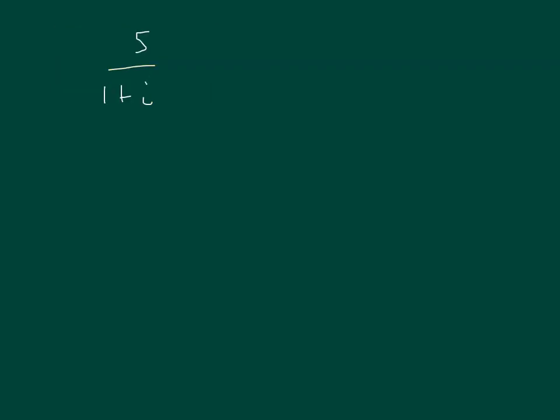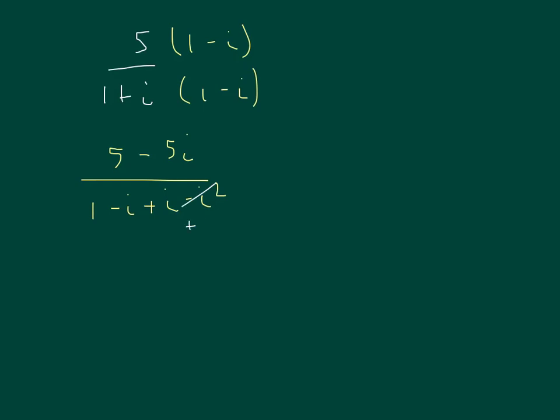5 over 1 plus i, so we're going to multiply by 1 minus i on both top and bottom. Okay, on the bottom I'm going to FOIL, on the top I'm going to distribute, so that's going to give me 5 minus 5i on the top over 1 minus i plus i minus i squared, which is going to cancel out to be plus 1. So that's going to give me 5 minus 5i on the top all over 2.